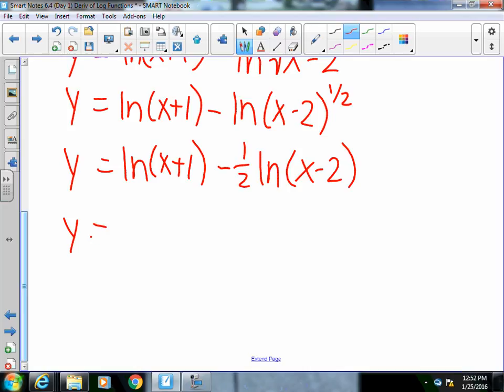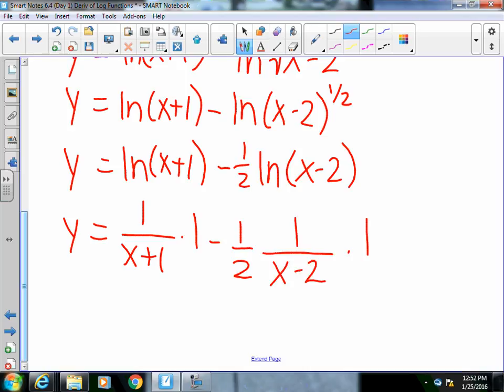We're going to get 1 over x plus 1 times 1, because x plus 1's derivative is 1, minus 1/2 times 1 over x minus 2, also times 1 because x minus 2's derivative is 1. We get 1 over x plus 1 minus 1 over 2 times x minus 2.